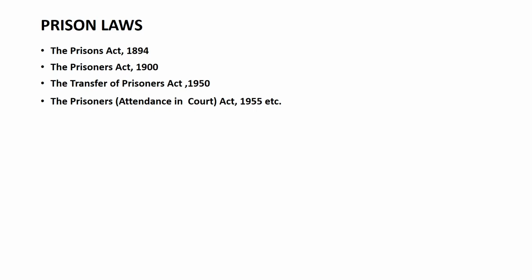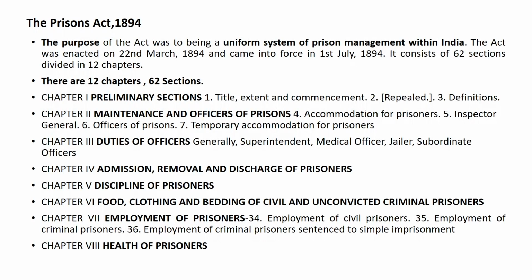Now, going to the first one, the Prisons Act of 1894, I think the first legislation for the purpose of creating a uniform system of prison management within India was the Prisons Act of 1894. Now, as I have told you, the very purpose and the objective of this law was to create a uniform structure. Prior to that, there might have been certain other codes of conduct which perhaps existed, but this was for the first time that the need was felt to have a uniform legislation applicable throughout the whole country.